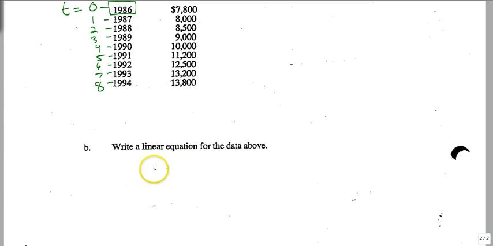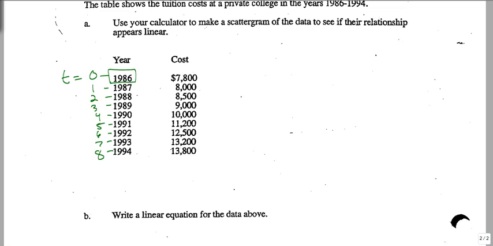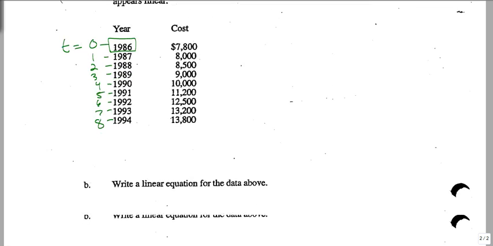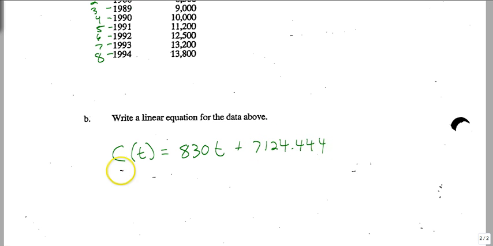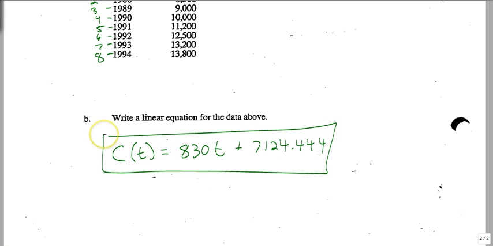Alright, so linear equation. Now, I did not give you any variables to use here, but since I'm talking about cost in a year with t, why don't we use those variables? C of t, I'm using function notation, the cost with respect to years is equal to the slope of 830 t plus 7124.444. Okay, this would be the linear equation.